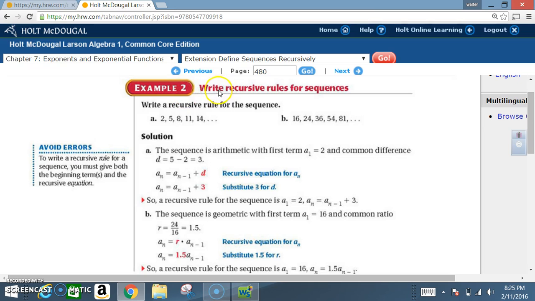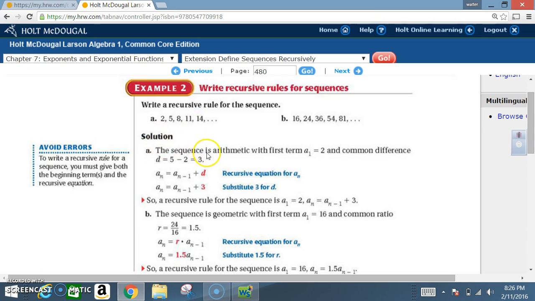Example 2, write recursive rules for sequences. Avoid errors. To write a recursive rule for a sequence, you must give both the beginning terms and the recursive equation. Write a recursive rule for the sequence A: 2, 5, 8, 11, and 14.